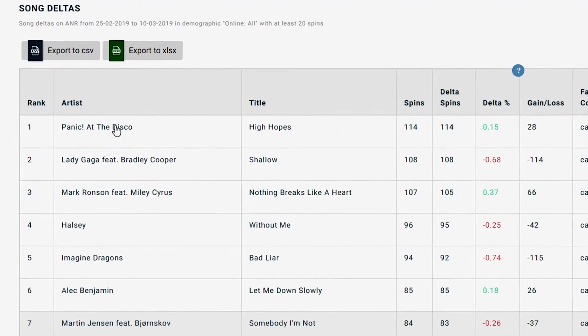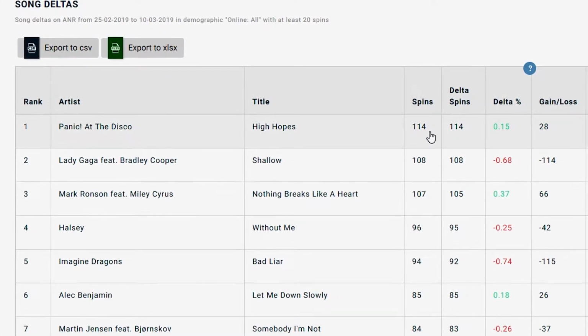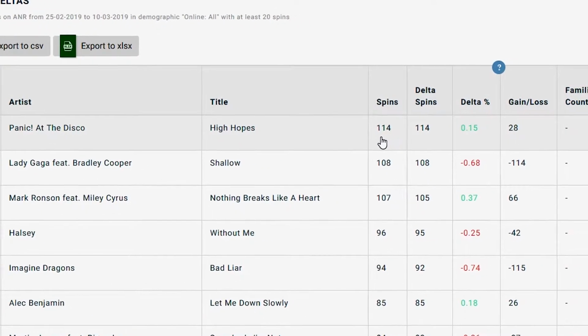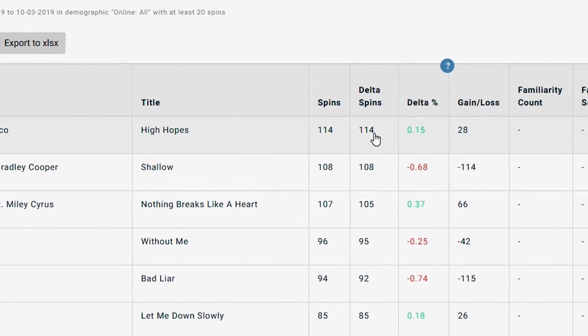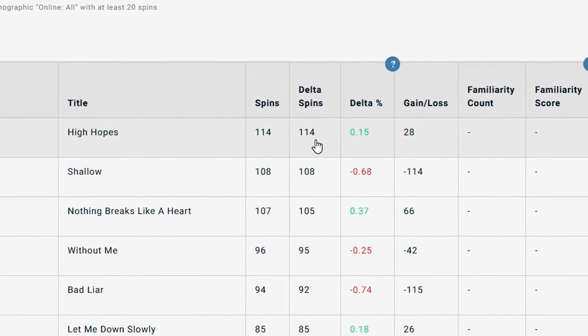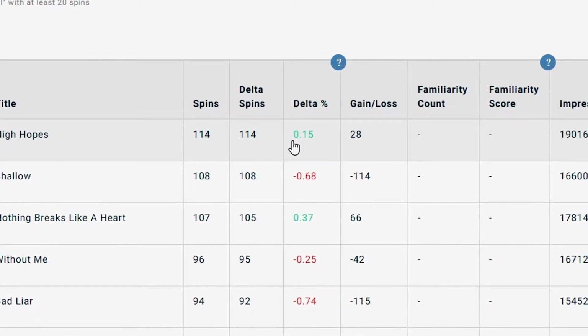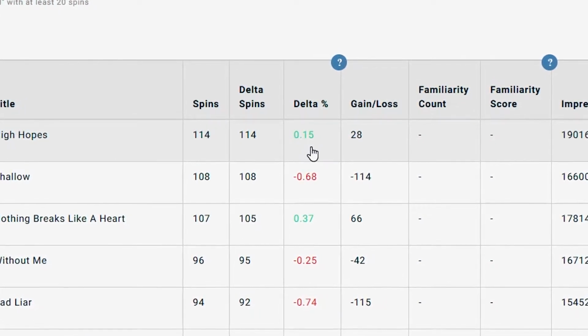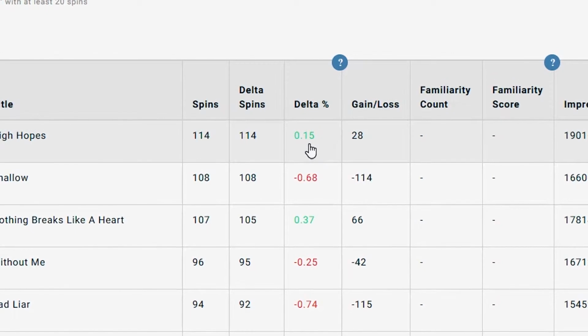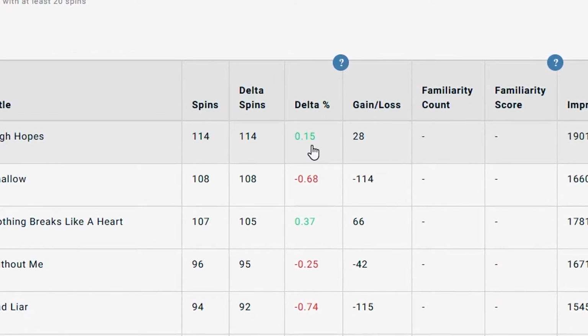What you get here, of course, is the artist, the title, then the number of times you've played that song, and the delta spins, which means on how many of those plays we were able to make a calculation. Then you get the delta percentage. The delta percentage is the performance percentage. If it's green, it's positive. If it's red, it's negative.